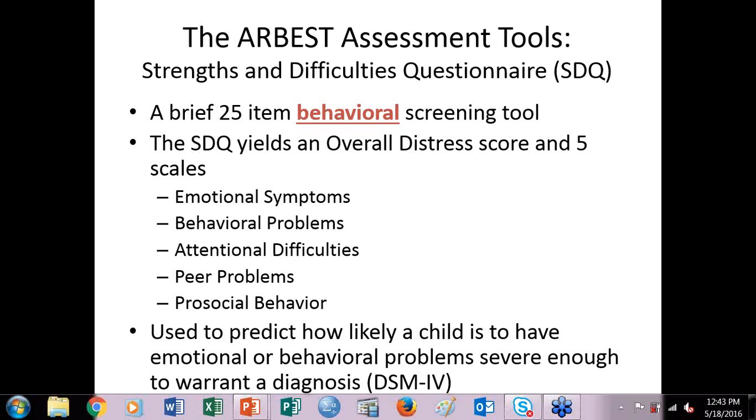And so if you administer this on a child and their SDQ score is above the clinical cut score, there's going to be a higher likelihood of them actually having a diagnosis that could be in the DSM-4. So if they really score high on the attentional difficulties, then they might have a diagnosis that falls in line with that. If they're below the cut score, there's not so much concern.